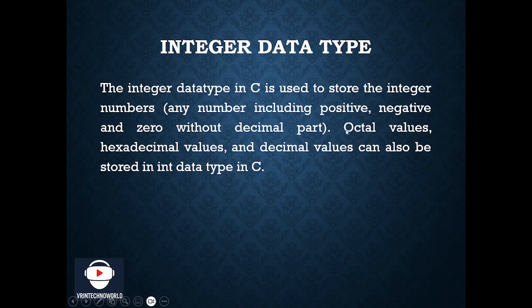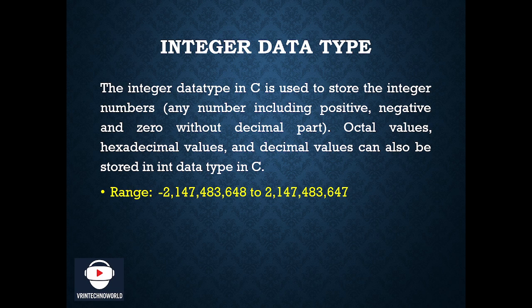Then we could have octal kind of values, in which the base is 8. Then hexadecimal kind of values, in which the base is 16. After that, decimal kind of values, in which the base is 10. So these kinds of values could also be stored in the integer data type.